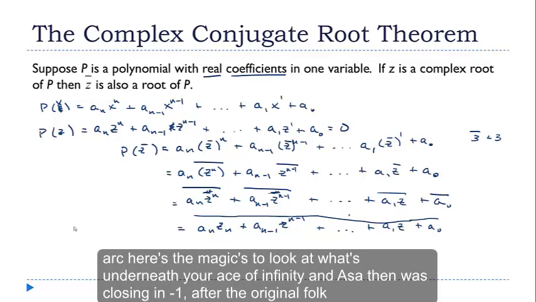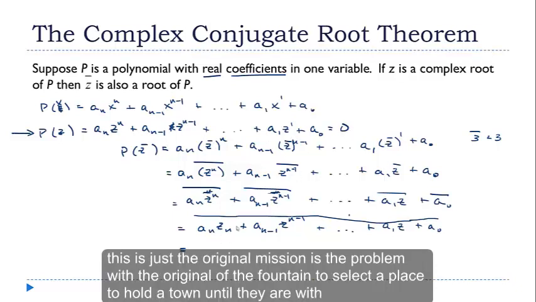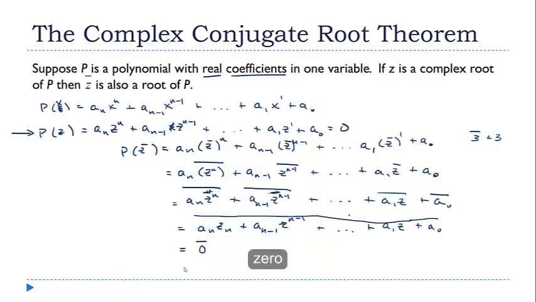All right, now here's the magic step. Look at what's underneath here. a_n z to the n, a_(n-1) z to the n minus 1. Come back up here to our original assumption, right? a_n z to the n, a_(n-1) z to the n minus 1, plus so on, is equal to 0. This is just the polynomial with the original z substituted into it. So I can replace that whole big polynomial there with 0.